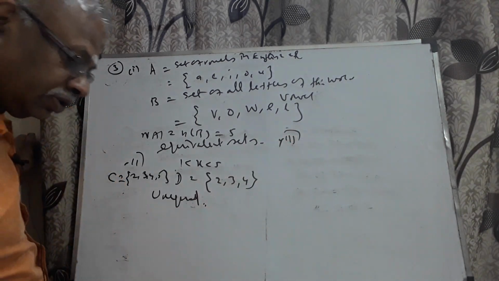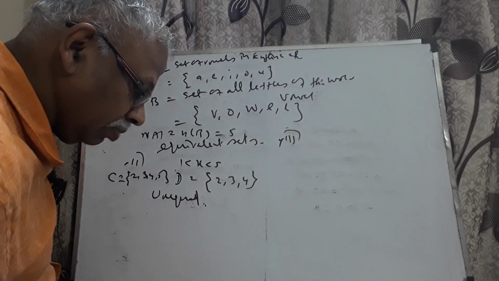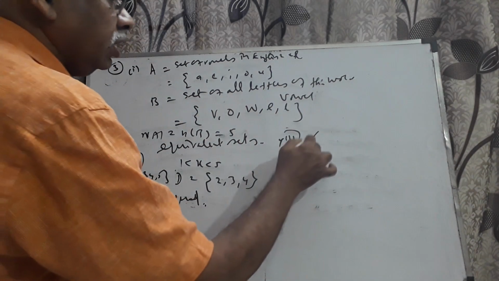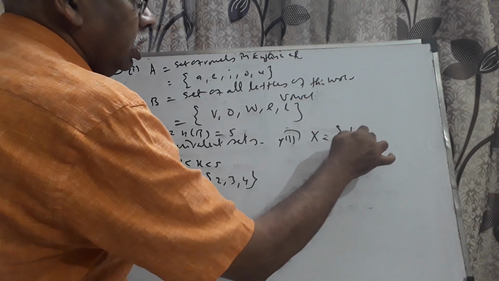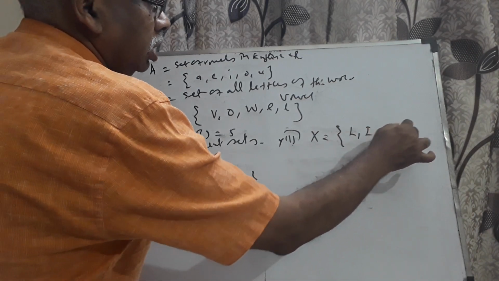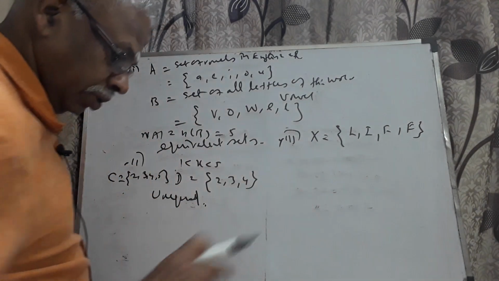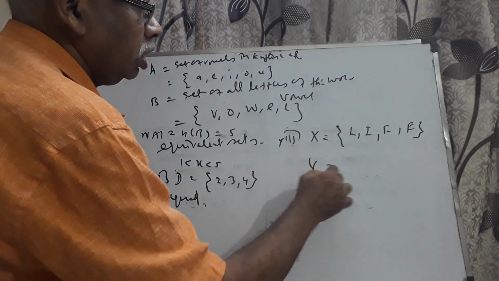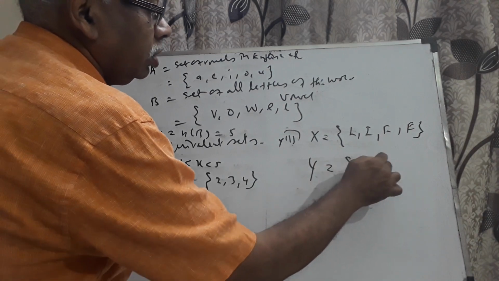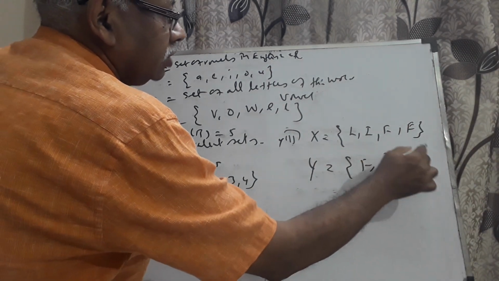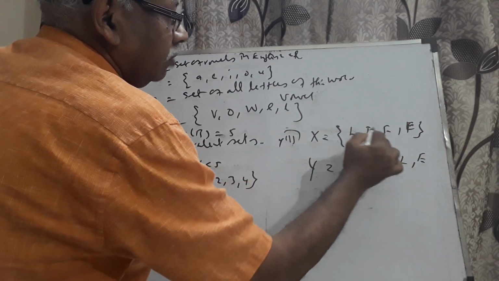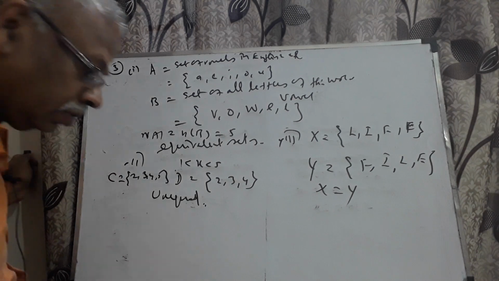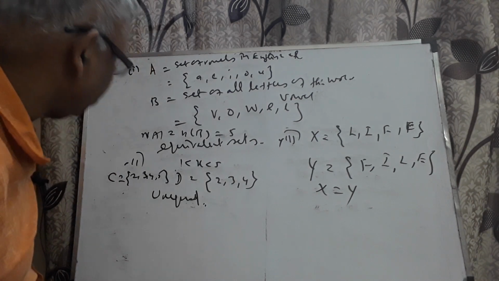For the third subdivision, he means to say x is the letter of the word life. L, I, F, E. All the letters will be there. Nothing is repeated. Y is equal to F, I, L, E. You get the same F, I, L, E. Therefore, x and y are equal here. They are equal sets automatically.